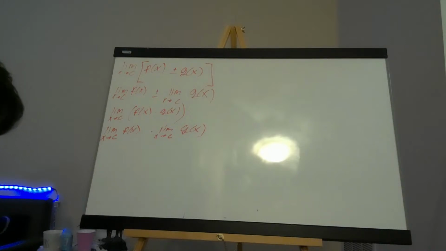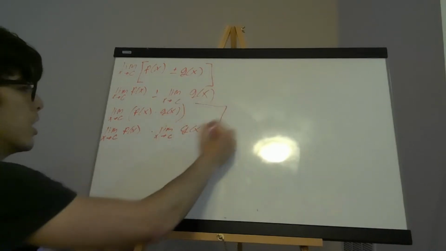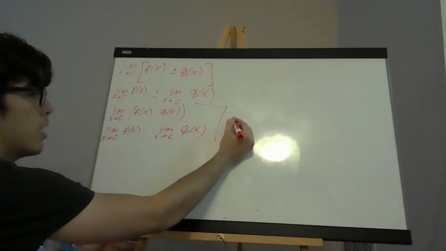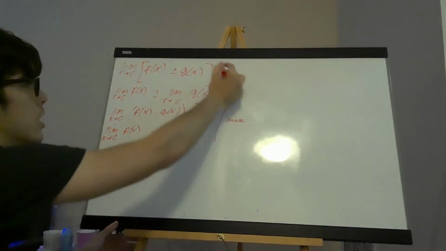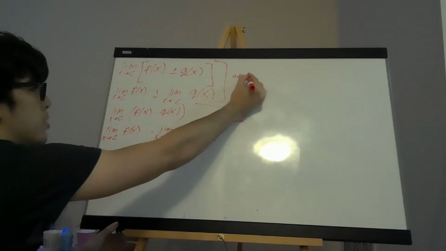The next one would be the limit of a quotient. Or no, this is actually more important. We're going to start with this one and then get to the limit of a quotient. So I'll label these, by the way. We'll say multi and then add / subtract.